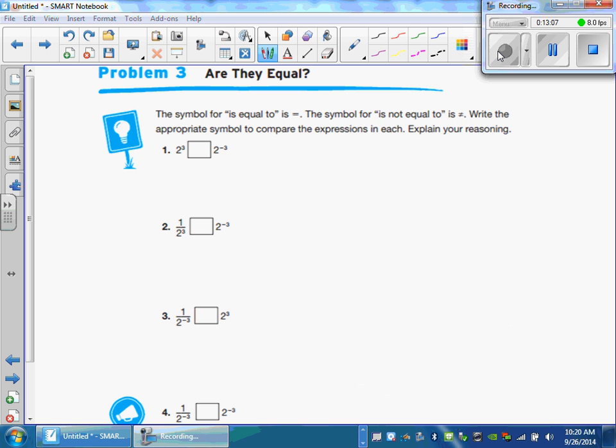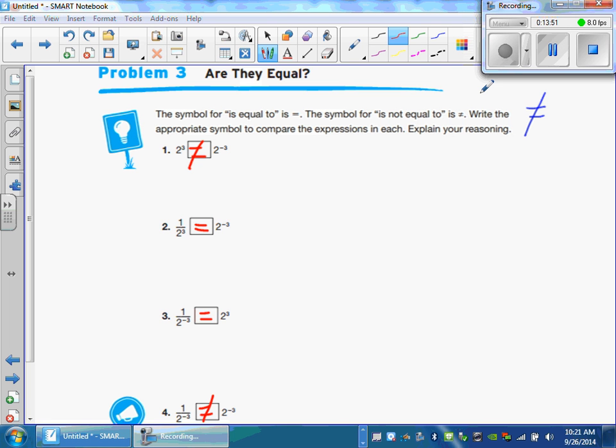On problem 3, I'm going to let you and your group work through on your own. It says the symbol for is equal to is obviously the equal sign, and the symbol for is not equal to is the equal sign with the little slash through it. And I got a lot of questions about that on the MAP test. I'm not sure if we've seen that before, but this sign means is not equal to. Write the appropriate symbol to compare the two expressions in this little box here. So basically they're asking, is 2 to the third power equal to 2 to the negative third power? So you go through with your group and answer numbers 1 through 4, and then when you're ready, press play, and I'll give you the answers.